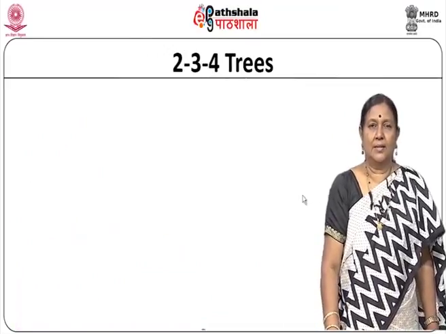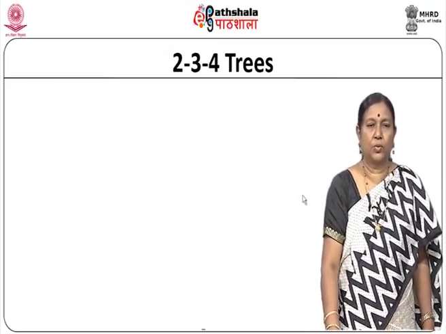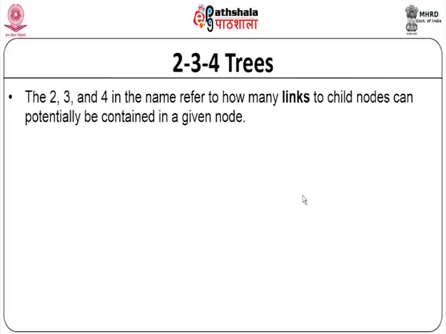Now, let us see what 2, 3, 4 trees are. The 2, 3 and 4 in the name refer to how many links to child nodes can potentially be contained in a given node. So, corresponding to a node you can either have 2 children, or 3 children, or 4 children. That is why it is called 2, 3, 4 trees.